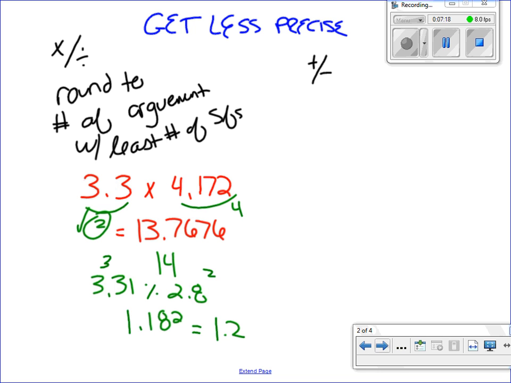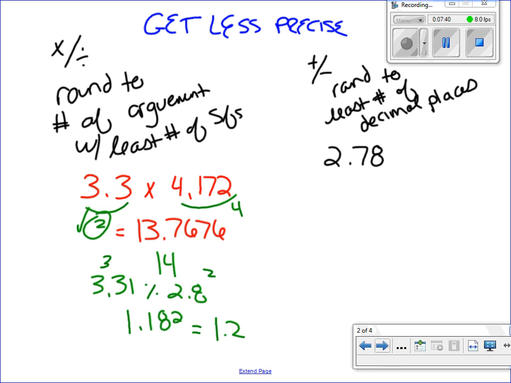All right. Adding and subtracting, you round your final answer to the least number of decimal places. So when we do this, we like to line them up. You have 2.78 plus 14.2. Do the math as you normally would. I'm going to put this into my calculator because I don't want to do mental math this early. And I get 16.98.